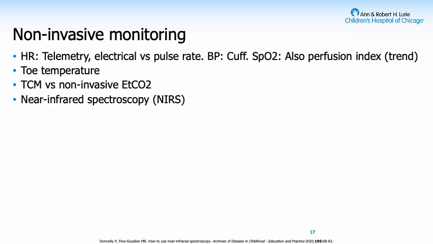For non-invasive monitoring, you're looking at telemetry for heart rate, looking at both rate and rhythm, as well as electrical rate versus pulse rate in the case of pulsus alternans, which is a sign of low cardiac output and heart failure. Non-invasively, blood pressure would be by cuff, and pulse oximetry is helpful not only to look at the SAT, but also at the perfusion index, which is a number that can be trended by the pulse oximeter, and also by visual inspection of the waveform and the pulse width on that.